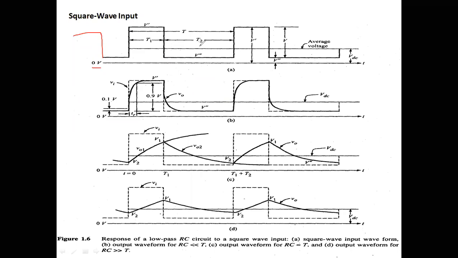If we apply a square wave like this to a low pass circuit, what will the output waveform be? We know that the voltage across the capacitor won't change instantaneously. Here I have taken three conditions, depending on the time constant. The first is when the time constant is very small. The second is when the time constant is medium, comparable to Tp. The third is when the time constant is very large.